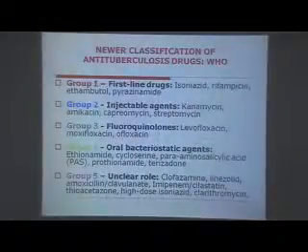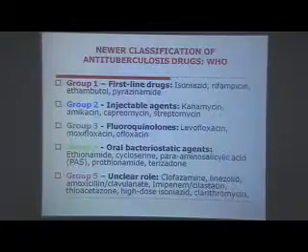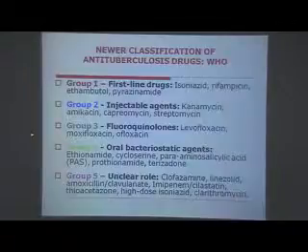WHO has clearly classified the TB drugs into the following 5 groups. Group 1, the first line drugs: isoniazid, rifampicin, ethambutol and pyrazinamide. Streptomycin is removed; it is not there in group 1. Group 2 is injectables: kanamycin, amikacin, capreomycin and streptomycin.